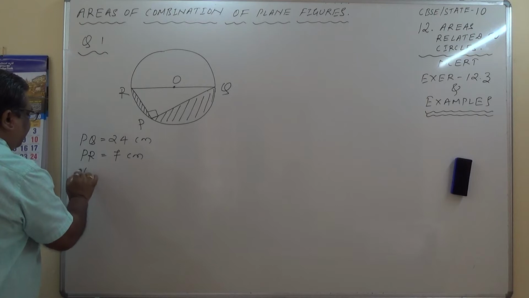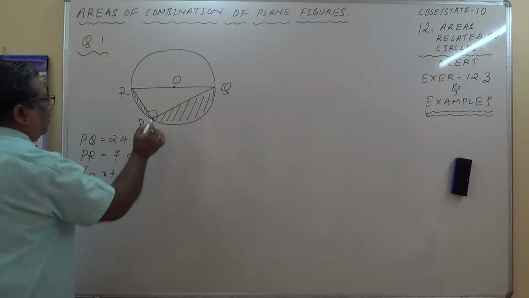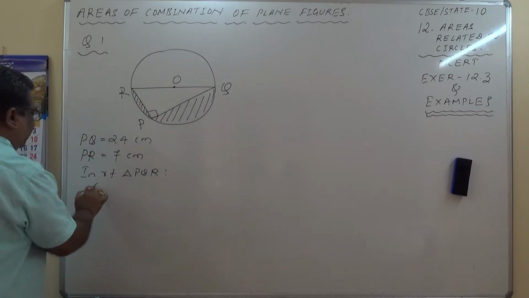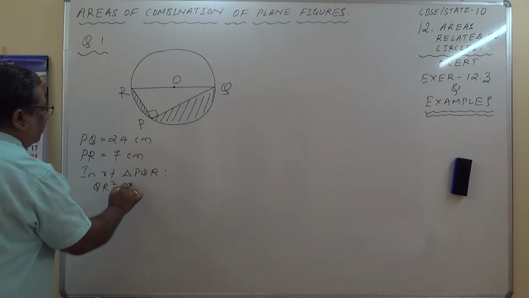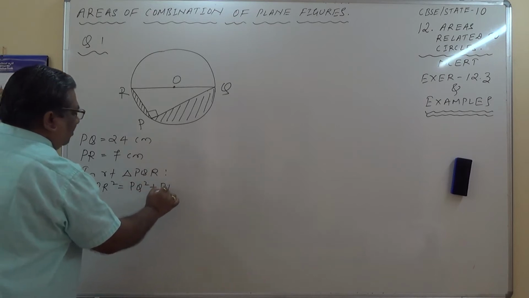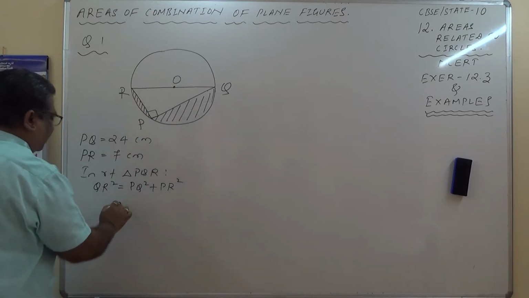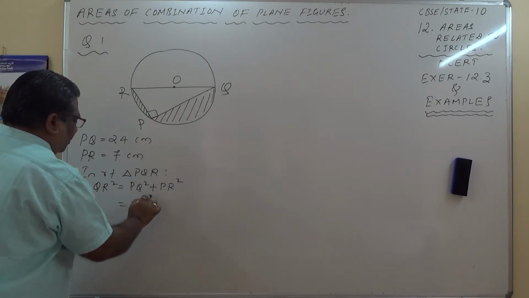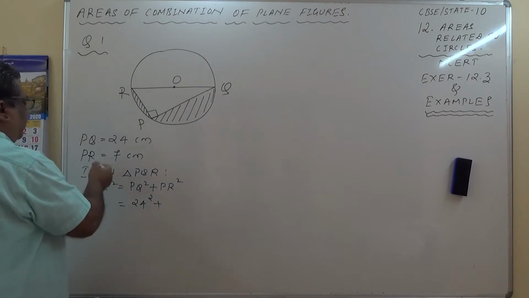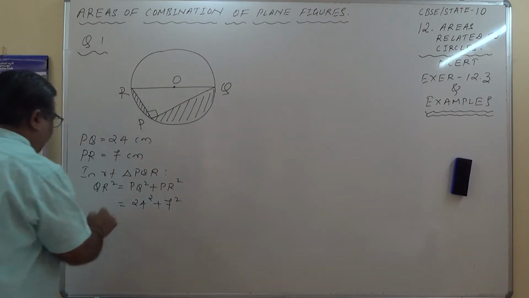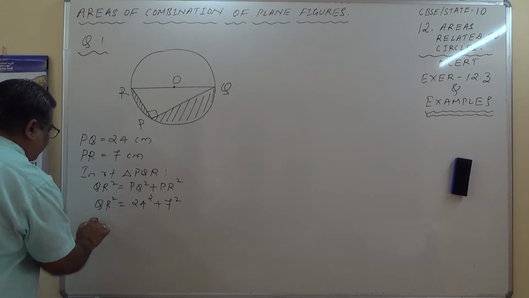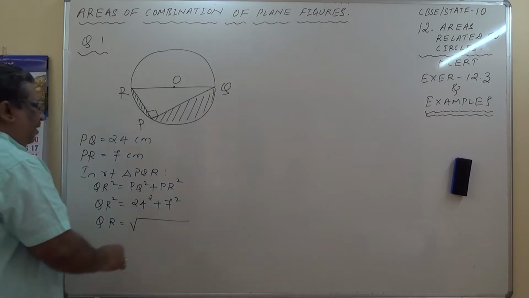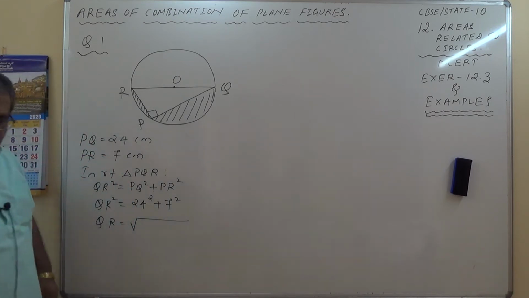In right triangle PQR, QR square is equal to PQ square plus PR square. PQ is how much? PQ is 24 square plus PR is 7 square. So QR is equal to under root of 24 square. How much is 24 square?